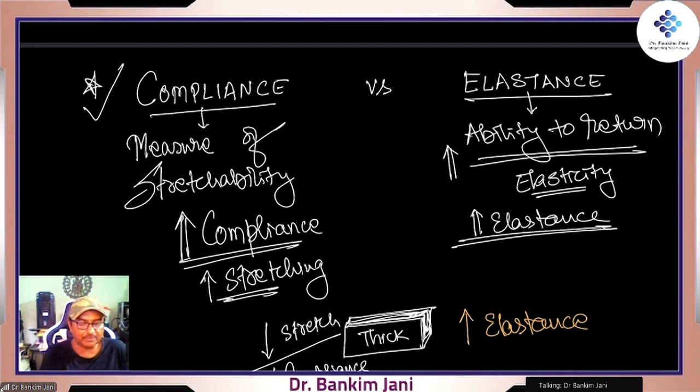Compliance is the measure of stretchability, how much you can really stretch. Elastance is the ability to return, how much it can come back, that is called elasticity. Something which is elastic, you stretch the rubber band and when you release it, it can come back easily. That is called elastance. How much you can really stretch, that is compliance.